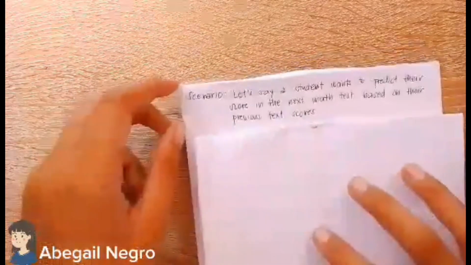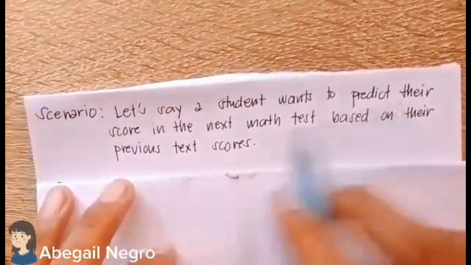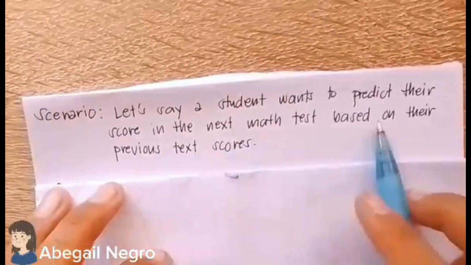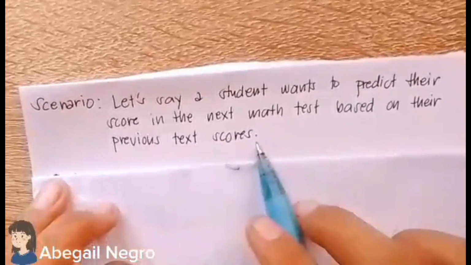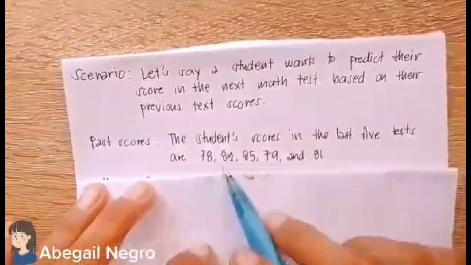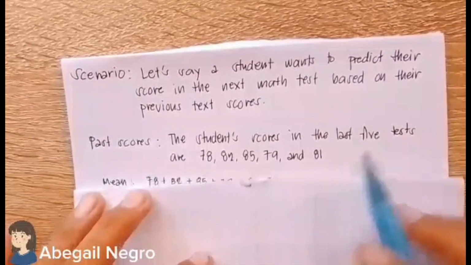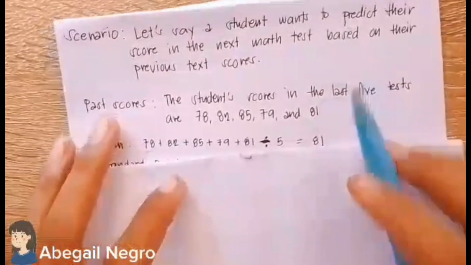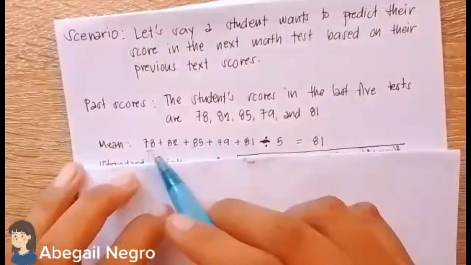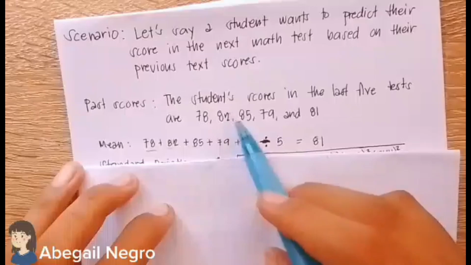So here are some examples of solving the prediction intervals. The scenario is, let's say that a student wants to predict their score in the next math test based on their previous test scores. Their past scores are 78, 82, 85, 79, and 81. So for solving the mean, let's add each number and divide it by 5 because there are five of them.